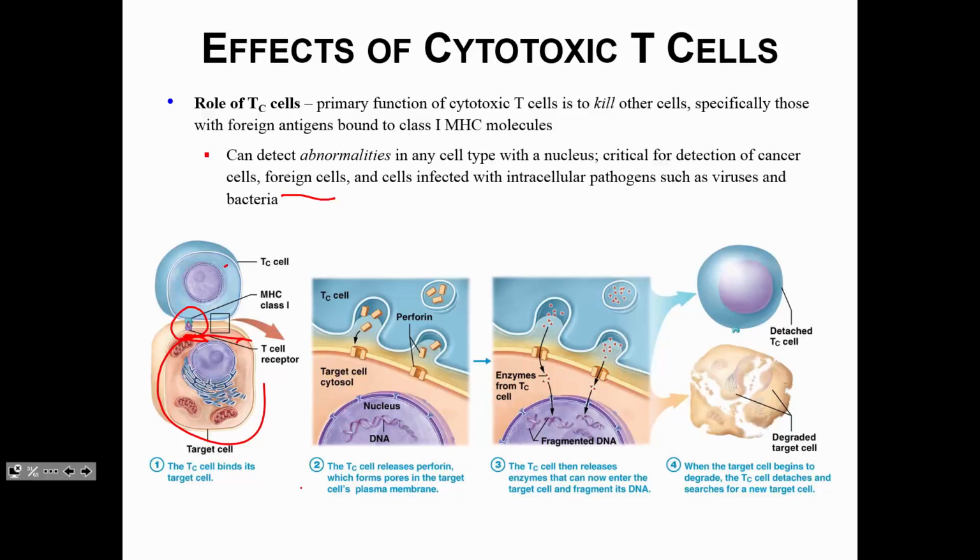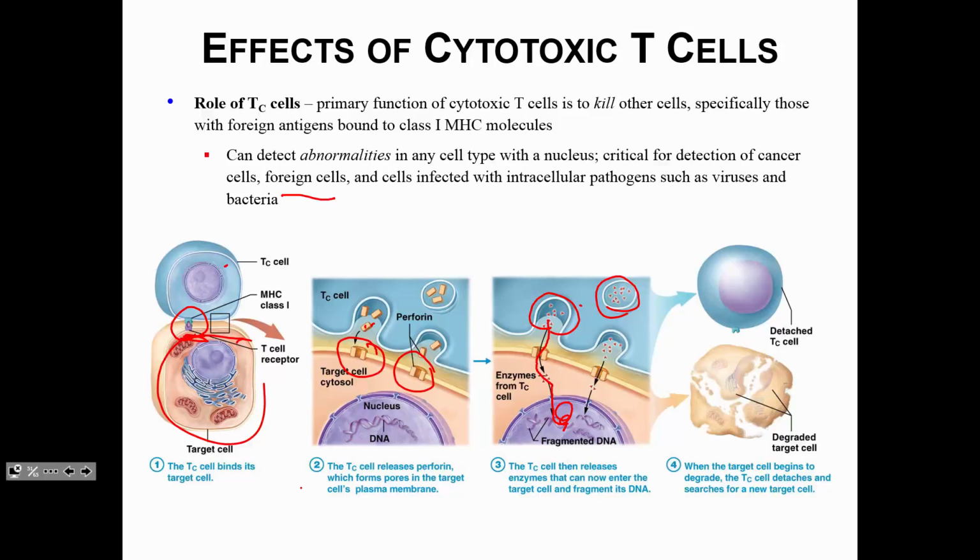The T cell then releases perforin. Here's all these little perforins, and that's going to form a pore, which is basically a hole in the plasma membrane. Then the cytotoxic T cell is going to blast it with all these little enzymes, these little triangles. They're going to blast these enzymes through the pore, and they're going to get into the DNA of the target cell. And then basically it causes the target cell to degrade, basically just disintegrates.